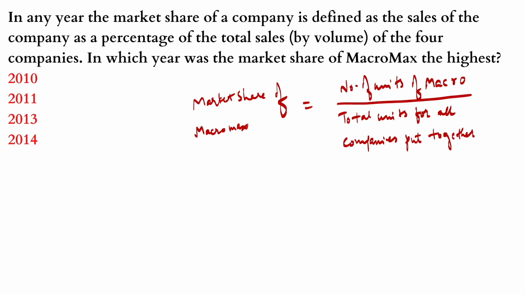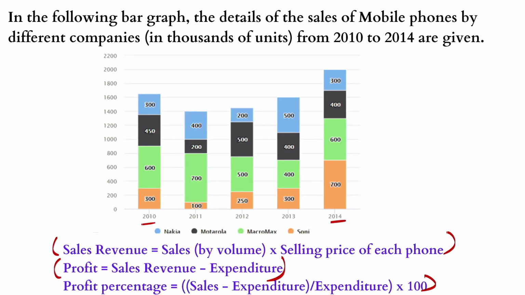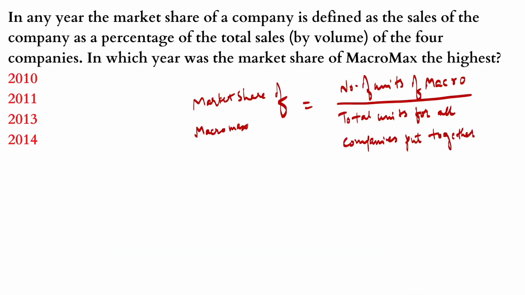So in 2010, the number of units of Macromax is 600, and the total units of all the companies is the length of this bar, right? So 300 plus 450 plus 600 plus 300. So this is equal to 1650. Same goes with 2011 as well. The number of units of Macromax in 2011 is 700 by, add all these values, 400 plus 200 plus 700 plus 100, which is 1400. So if we take for all the years, let me write it here.